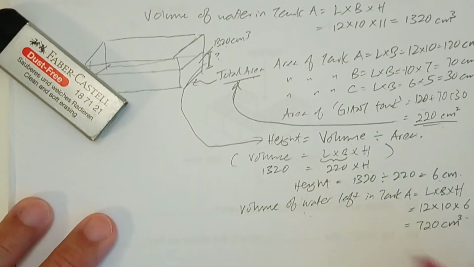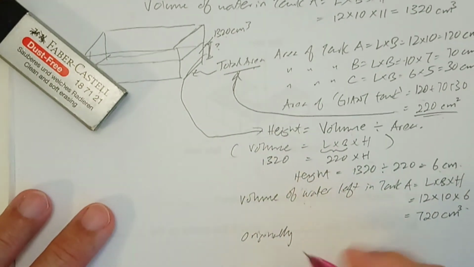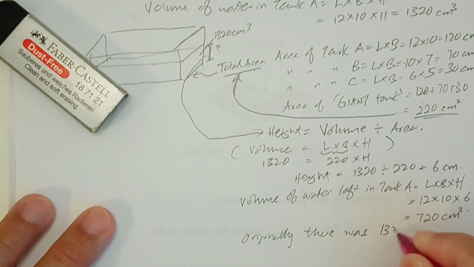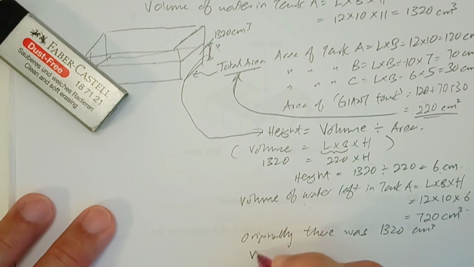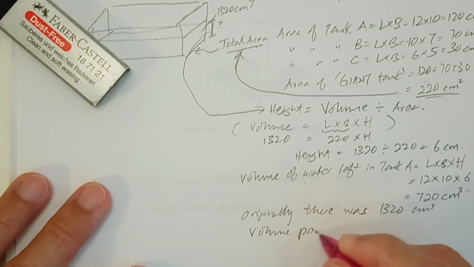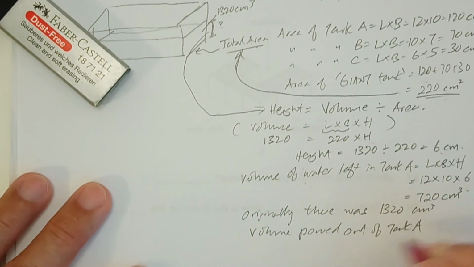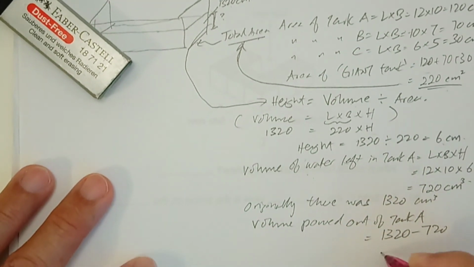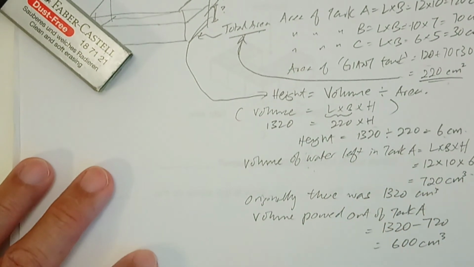So originally there was 1320 cubic centimeters. So the volume poured out of tank A would equal 1320 minus 720, which equals 600 cubic centimeters. Okay, we're done.